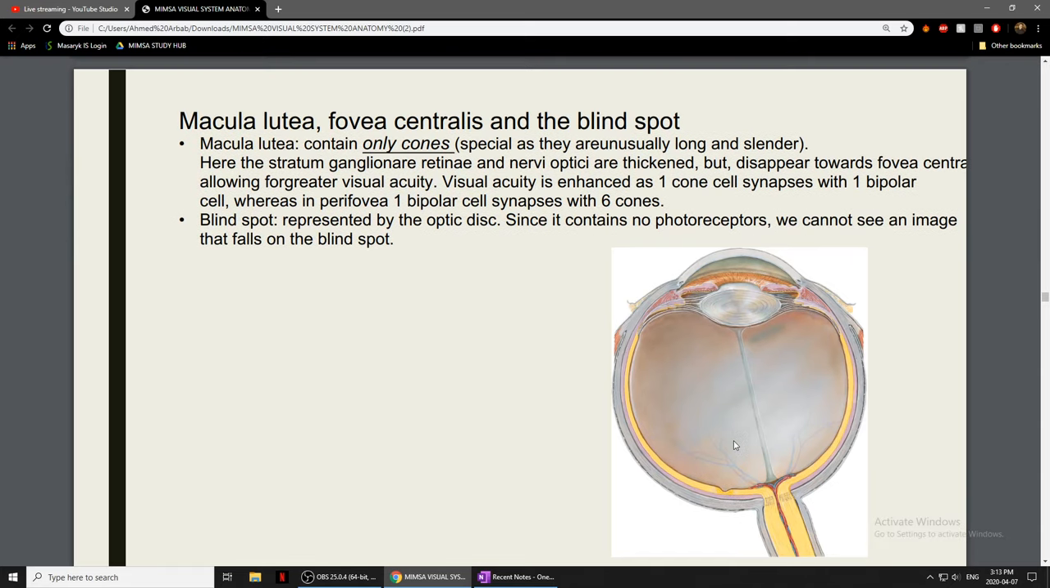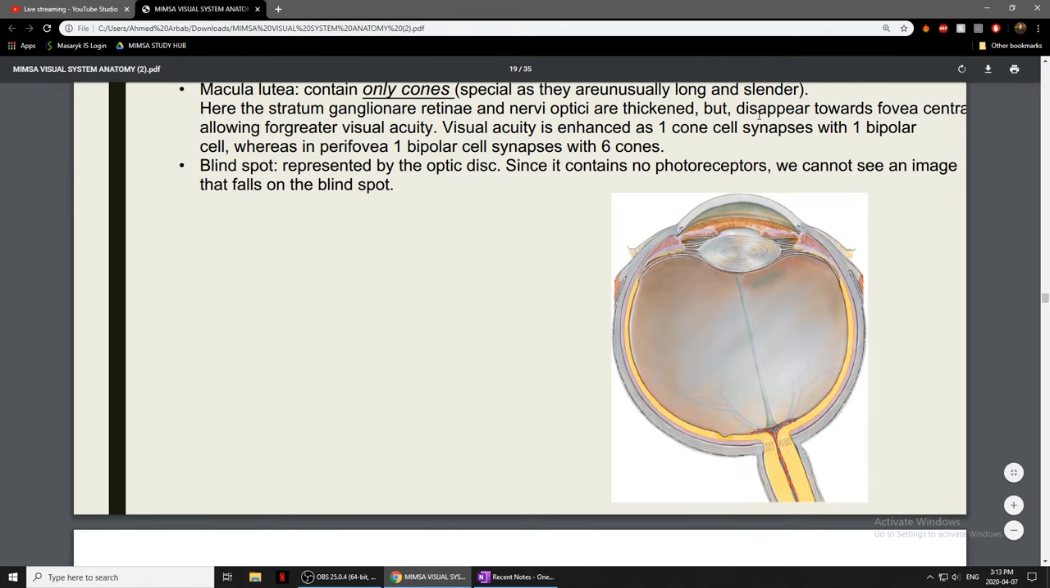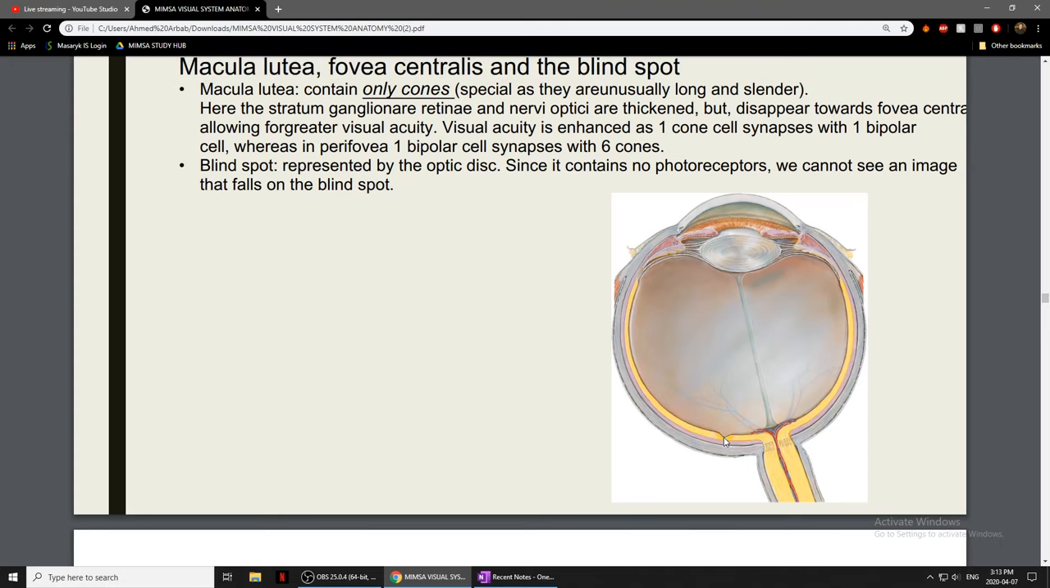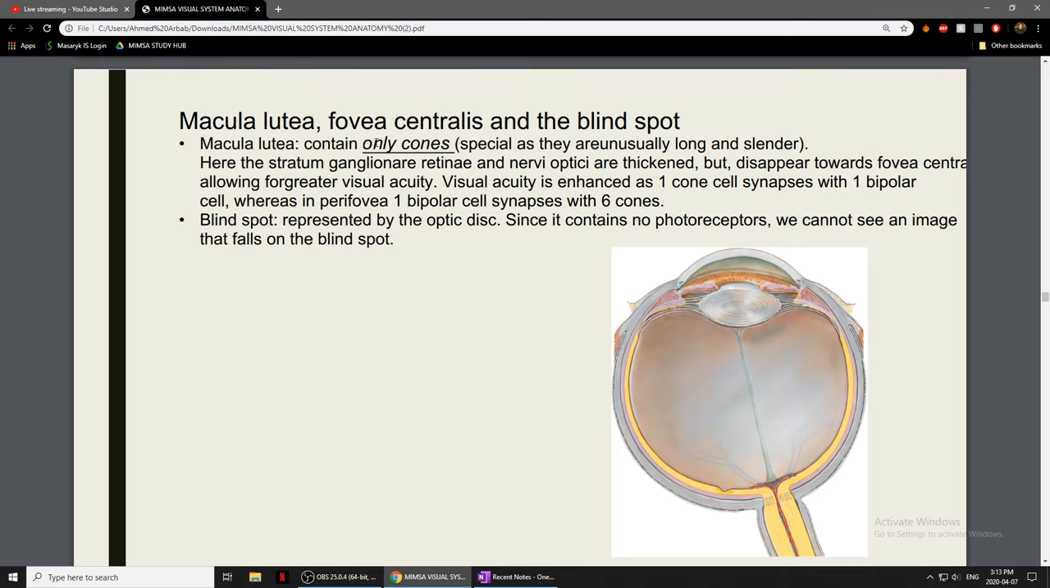And the reason for this is because of the way the eye is oriented: the optic nerve comes out in this region, but the eye is straight outwards in this region. So light doesn't enter straight to the optic nerve, that's the blind spot. It enters straight down here. So the first place the light goes is being focused onto the macula lutea. That place contains only cones, so you have the greatest visual acuity in that area where light first enters.